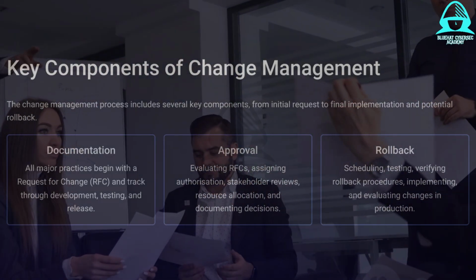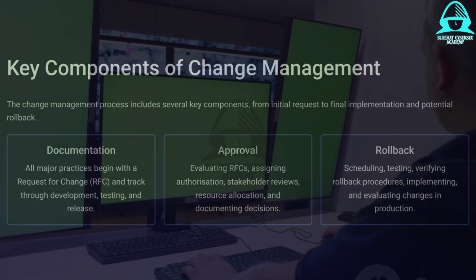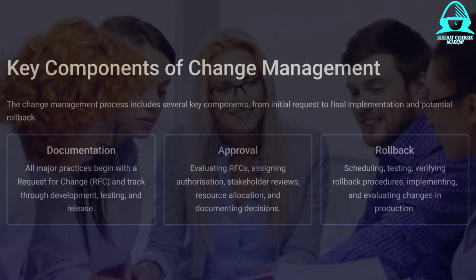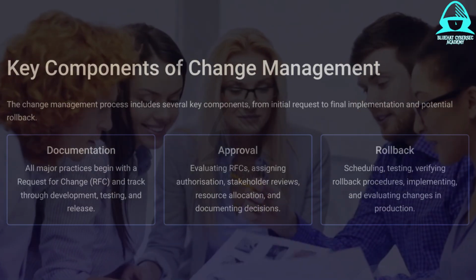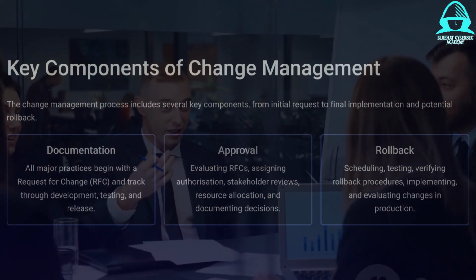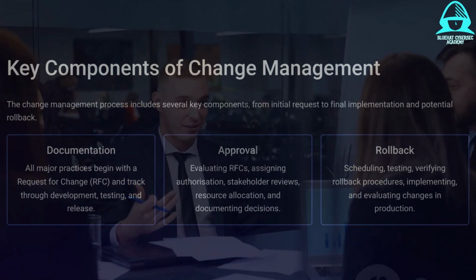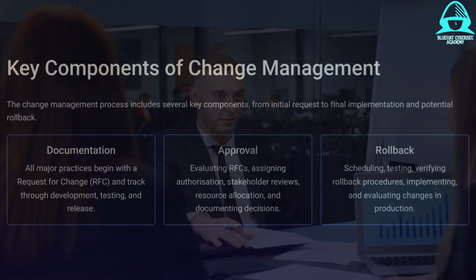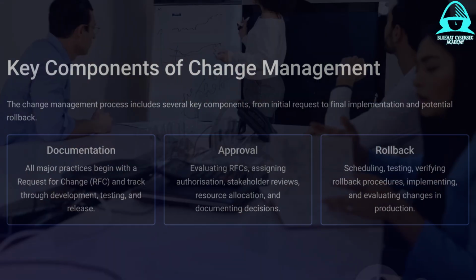Next is approval. Approval processes typically include evaluating RFCs for completeness, assigning them to the appropriate authorization process based on risk and organizational practices, conducting stakeholder reviews, identifying and allocating resources, approving or rejecting changes, and documenting those decisions.